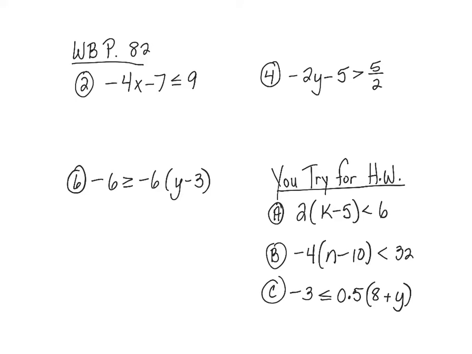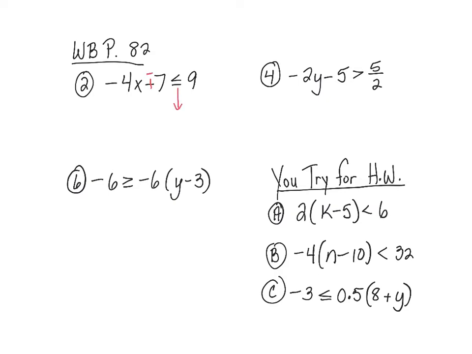It says negative 4x minus 7 is less than or equal to 9. Can we simplify anything? Just shake your heads yes or no. Can we simplify? No, we cannot, right? So we can keep change opposite here. And we're going to put our wall up.